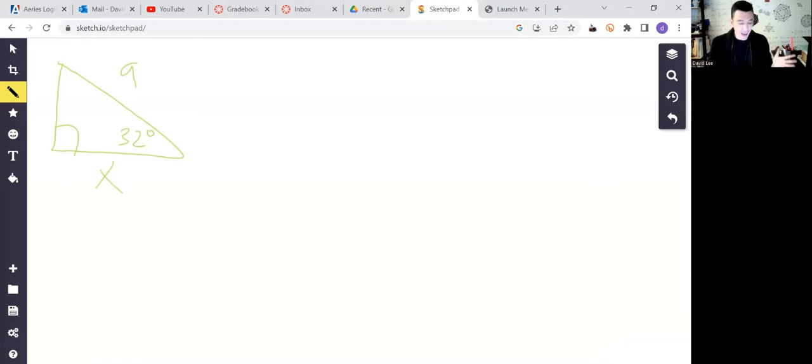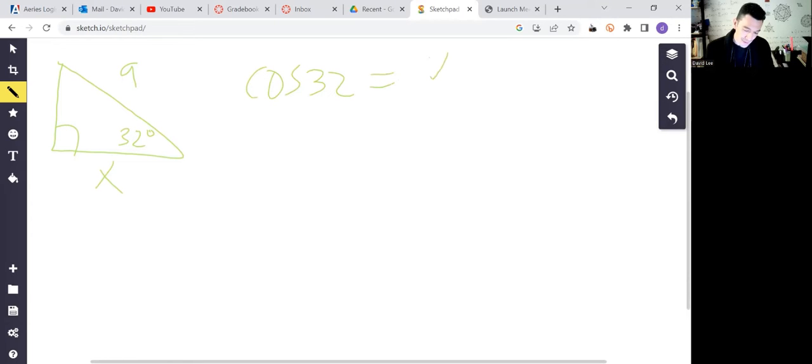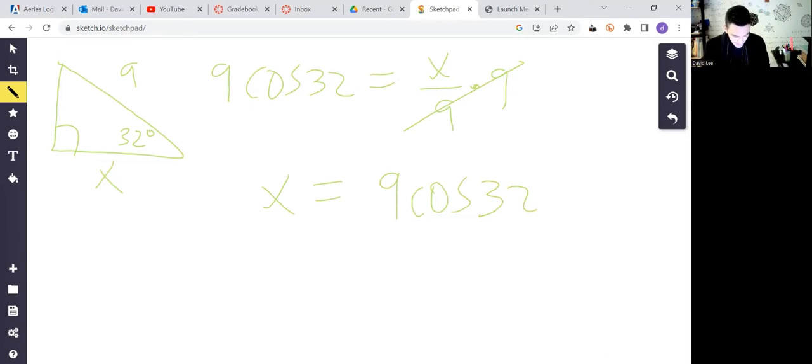So in this problem here, I don't need the law of cosines. I don't need the law of sines. In this problem here, we can just go cosine of 32 equals adjacent over hypotenuse. And then you can multiply both sides by 9. These cancel. So x would equal 9 times the cosine of 32. And if you type that in, you get 9 times cosine 32, and that's like 7.6.